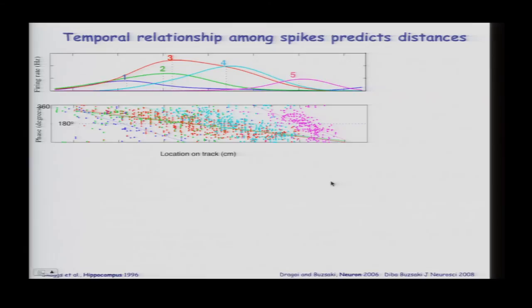But now let's go to the case where there is not one neuron at a time, but five neurons. This is the tuning curve of each of these neurons. This is the relationship: each dot is a spike corresponding to these colors. This is the theta cycle. This is distance. And you can see that there is this nice phase relationship, or phase precession.